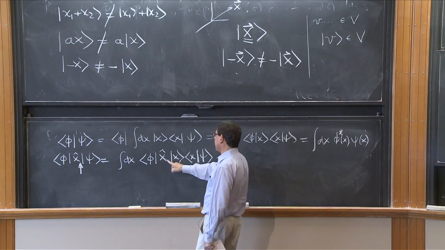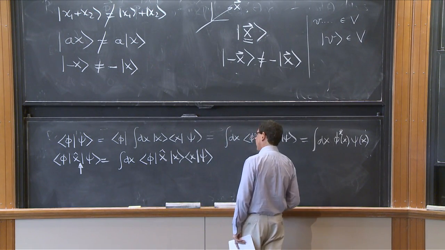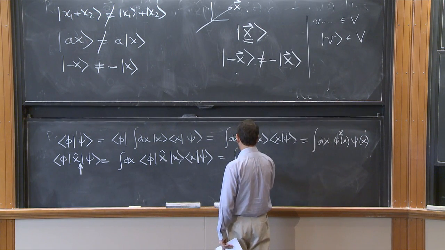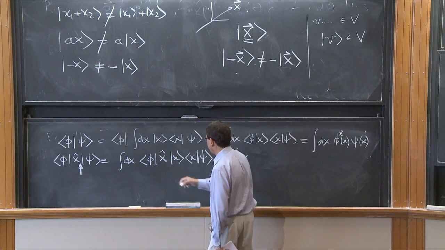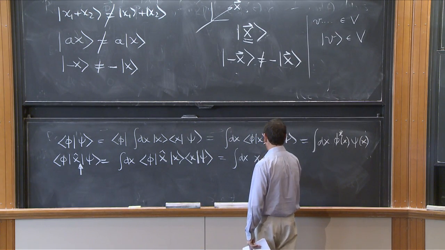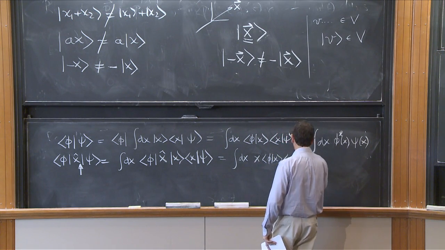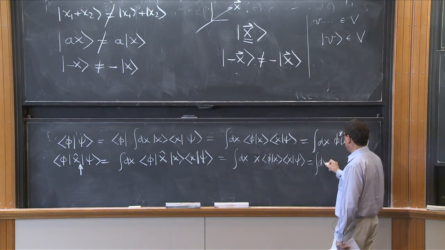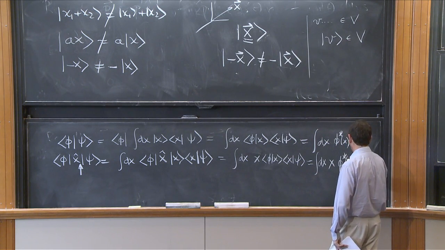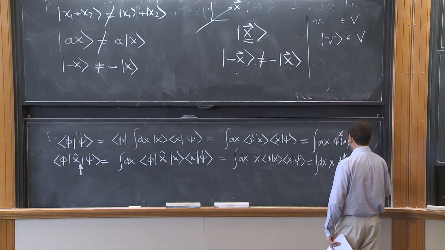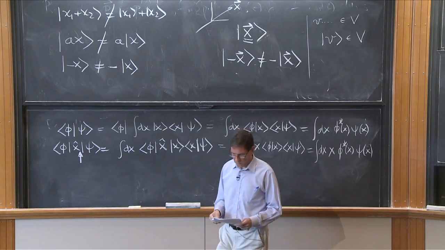The x hat on |x> is x. That's what this operator does. So you get integral dx of x <phi|x><x|psi>, which is what you expect it to be, integral of x phi star of x psi of x.